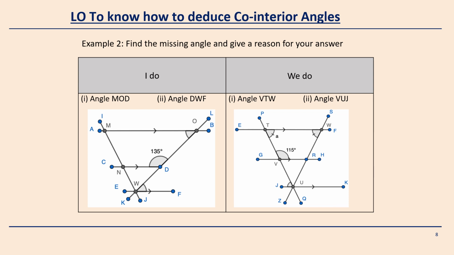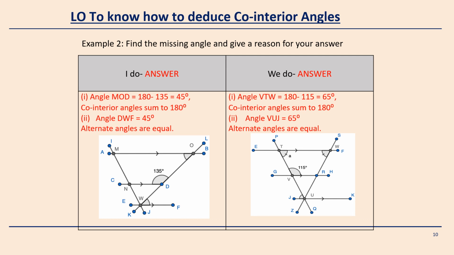Okay, here's the answer. 3, 2, 1. There's the answer. So VTW, I'm going to just explain this. VTW, that's A, they're co-interior, right? So you're told these two are equal. So if that's 65, that's 65, and then this one here is alternate, so that's 65 as well.